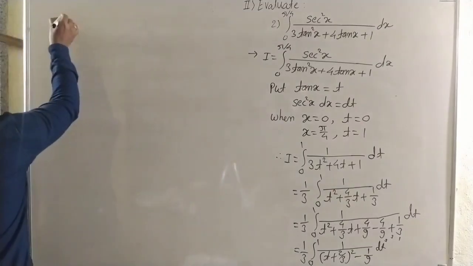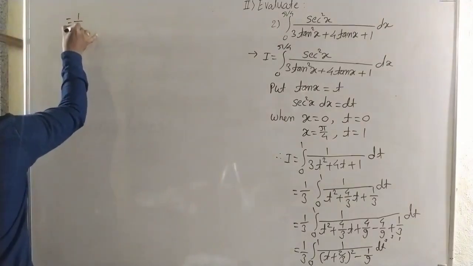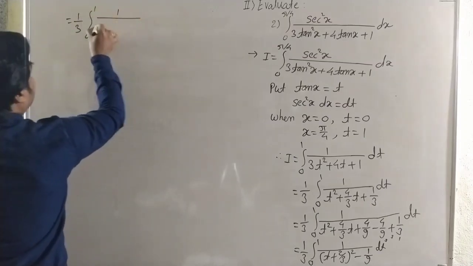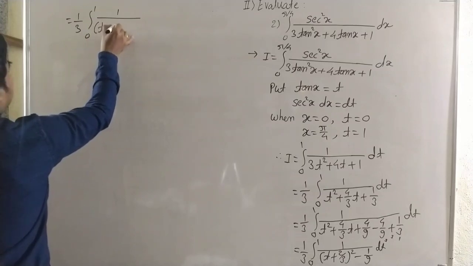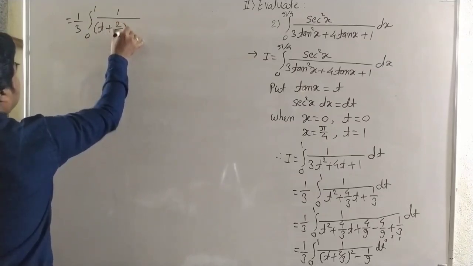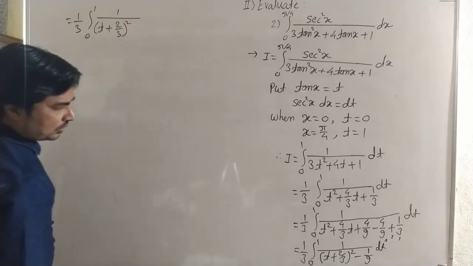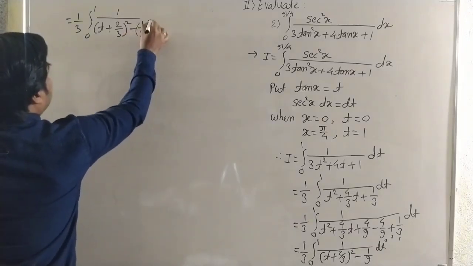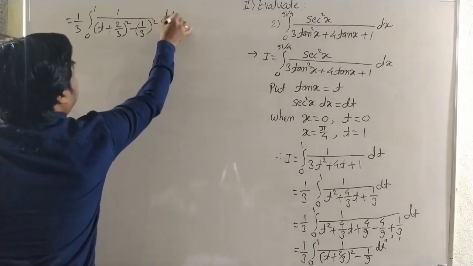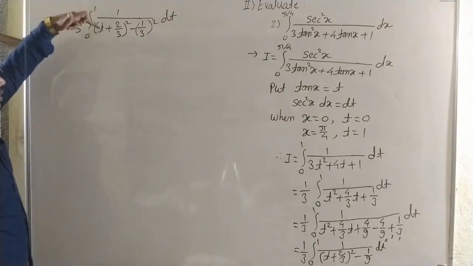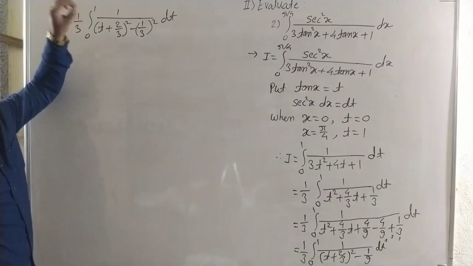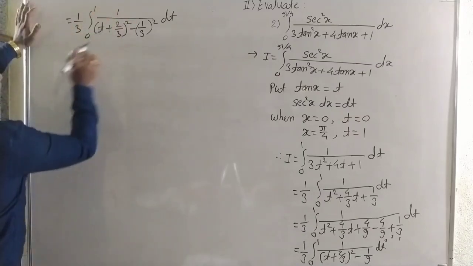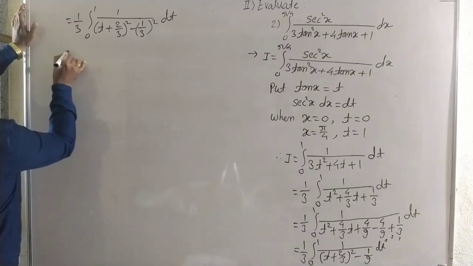Then this can be written as 1 by 3 as it is into integral 0 to 1 upon t plus 2 by 3 whole square minus 1 by 3 whole square dt. And now here we use 1 upon x square minus a square, that is 1 by 2a log of x minus a upon x plus a. Here we use the standard integral.